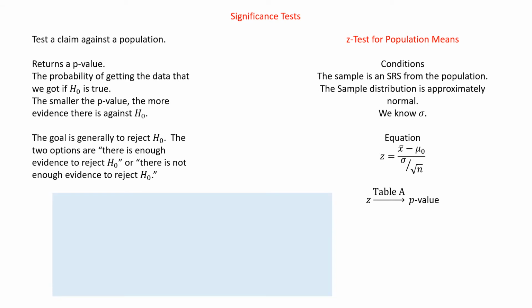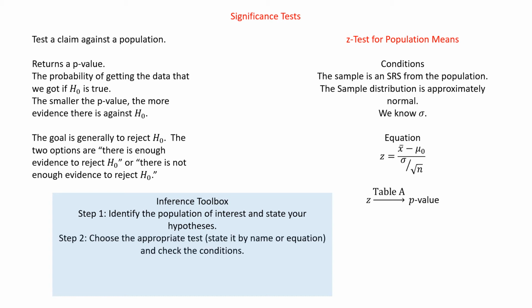Our inference toolbox, remember, anytime we're doing inference, we want to follow these same basic 4 steps. The first one, identify the population of interest and state your hypotheses. Now, if you're doing a confidence interval, you don't have hypotheses, but you still want to identify the population of interest. Step 2, choose the appropriate test or interval. If you're doing confidence interval, right now we have Z tests and Z intervals, but we will be getting more here very shortly. And then check the conditions.